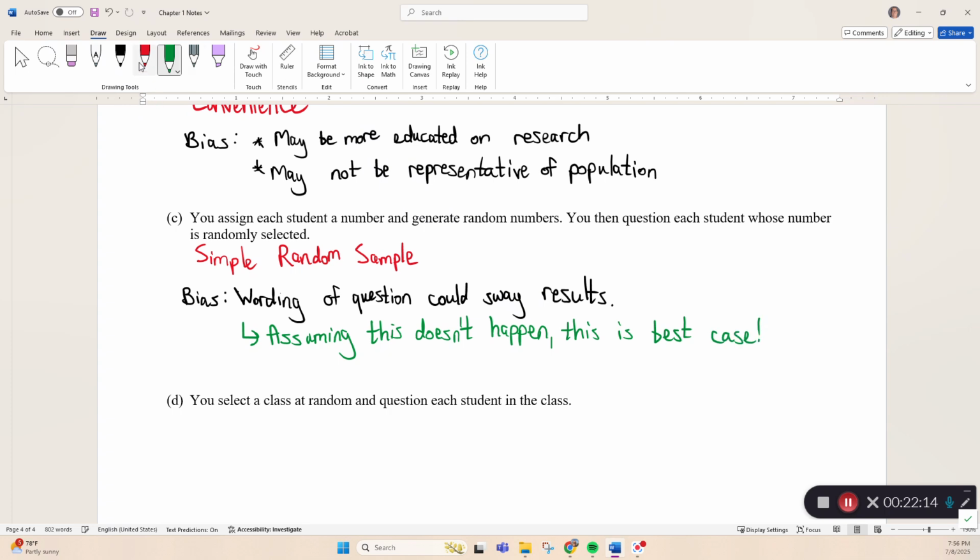Okay, next one. You select a class at random and question each student in the class. So we're getting each student in the class, so all from one class. What is all from some? This is a cluster sample.